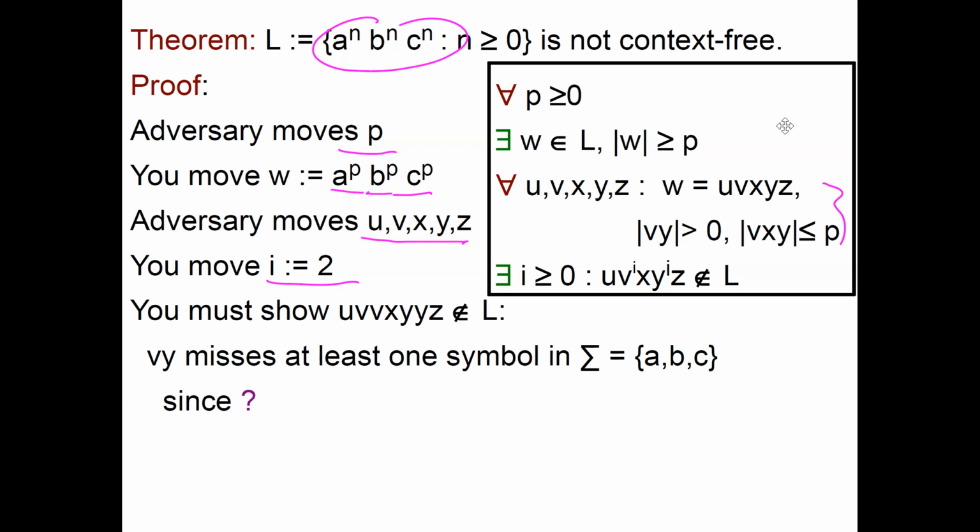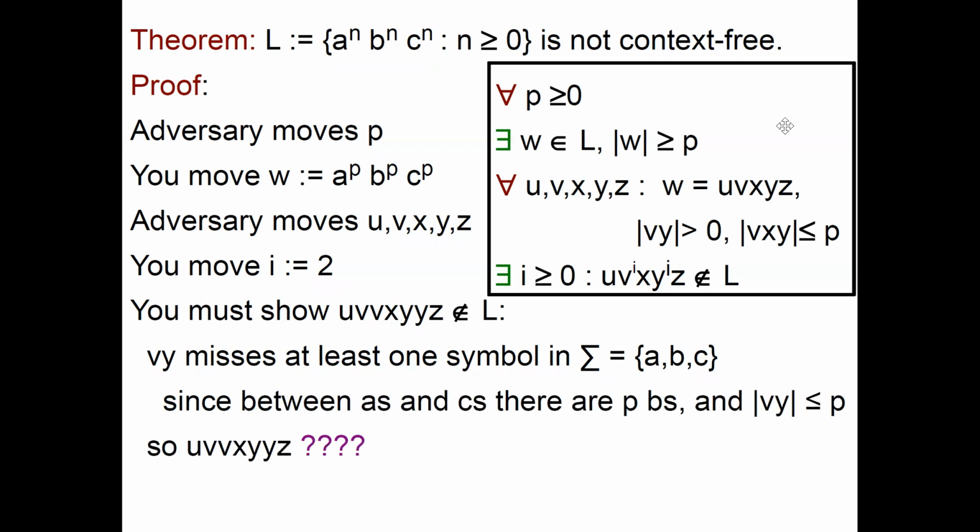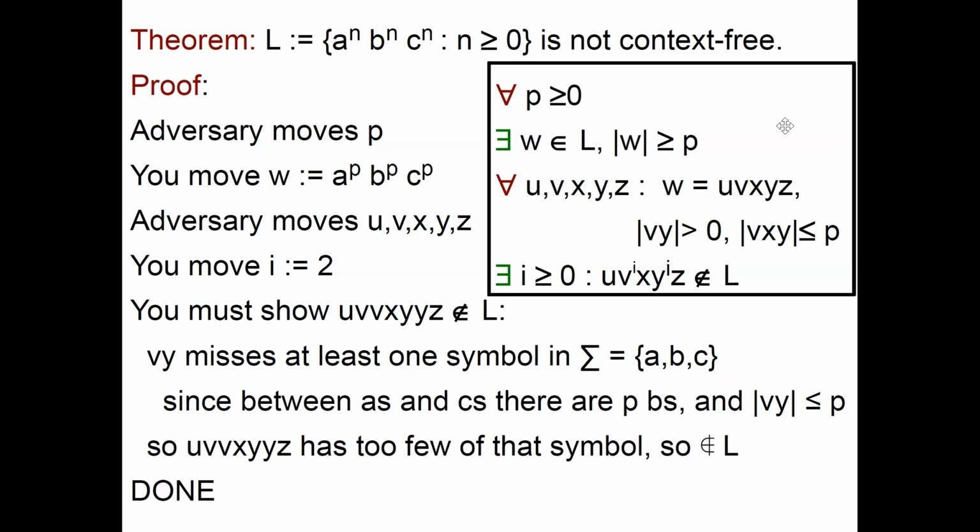How do I pick i equals 2? I don't know. You can always try i equals 2, you can try i equals 0. With experience and practice, you will figure it out. So we have to show that uvvxyyz is not in L. The first observation is that vy misses at least one symbol in the input alphabet. And why is that? Can you figure out why that's the case? That's because between the a's and the c's, you have p b's, and the length of vxy is at most p. But if that's the case, what happens to uvvxyyz, the pumped string? How can we conclude the proof? Well, this is going to have too few of that symbol. That symbol is not being pumped, but some of the others are, so it's not in the language. Done.